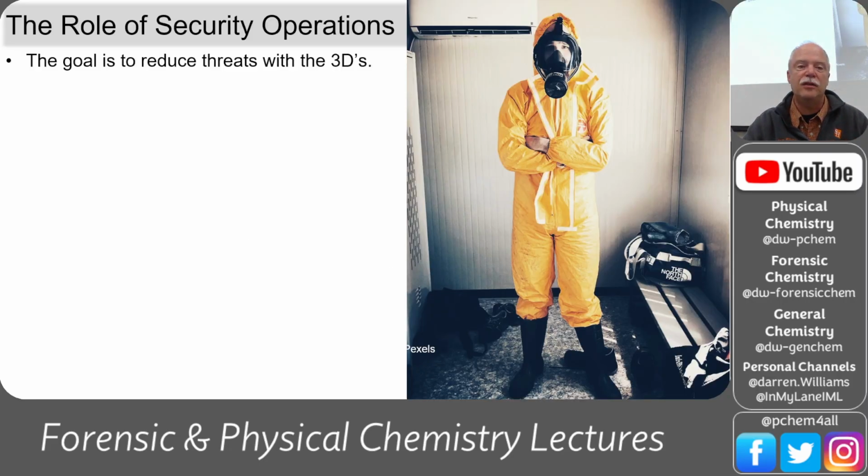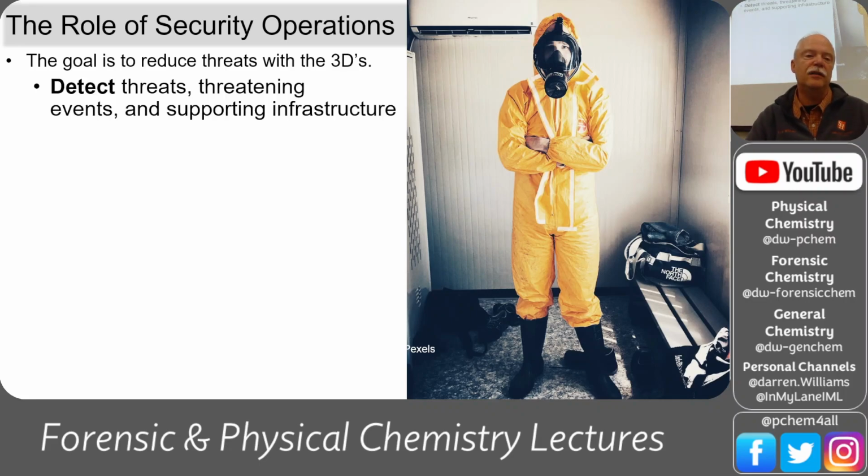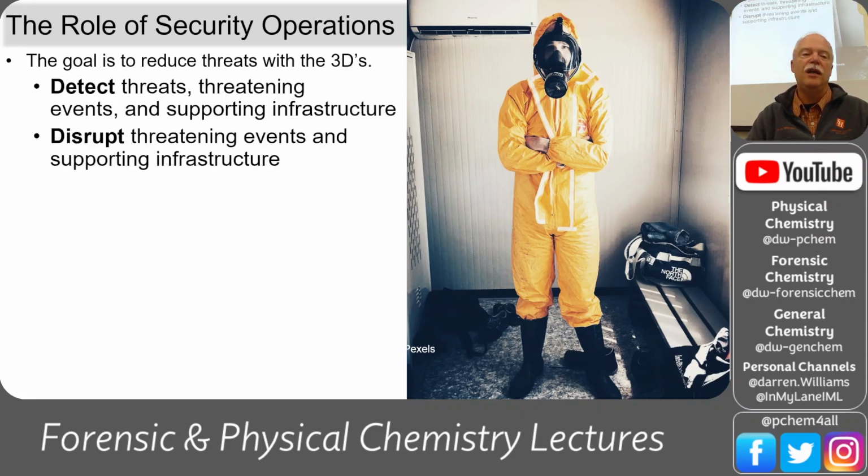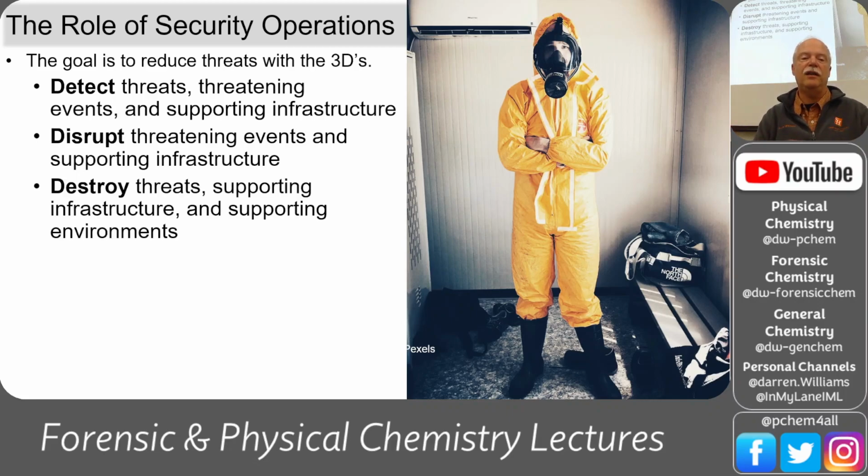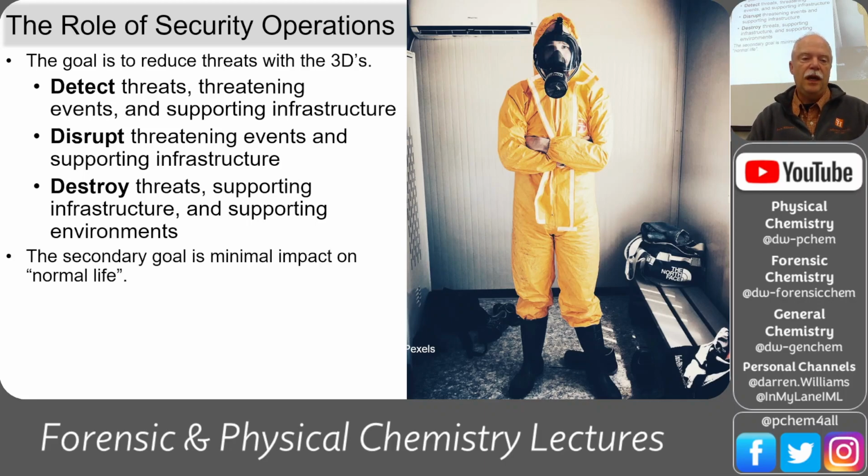The goal is to reduce the threats, and they've sort of got this typical 3 Ds for reducing threats. There's detecting the threats, the threatening events, and supporting infrastructure. There's disrupting those threatening events, and then destroying those threatening events or the infrastructure or the supporting environments. So those are the 3 Ds. And the secondary goal is minimal impact on normal life. So notice that the impact on normal life is secondary, okay?